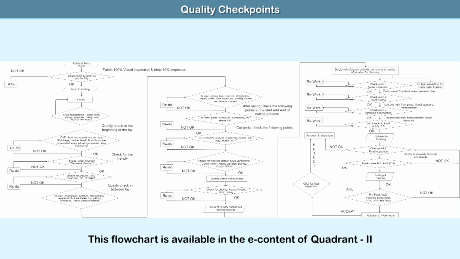Quality checkpoints. This you can see as a flow chart. What are the various quality checkpoints required in the XYZ shirt company for different processes or stages of manufacturing of a shirt?